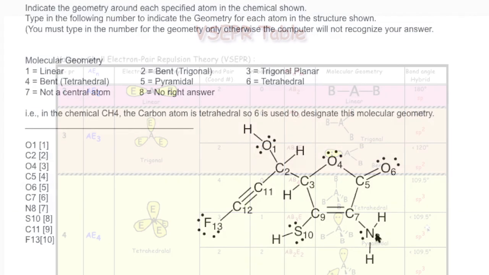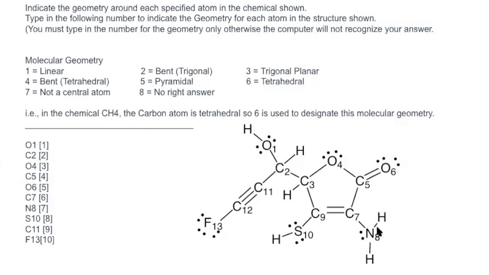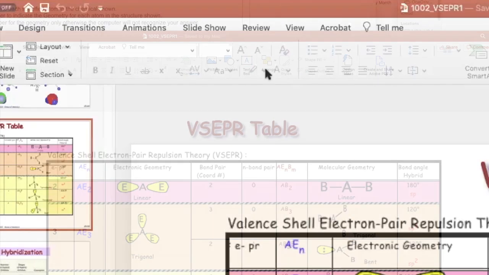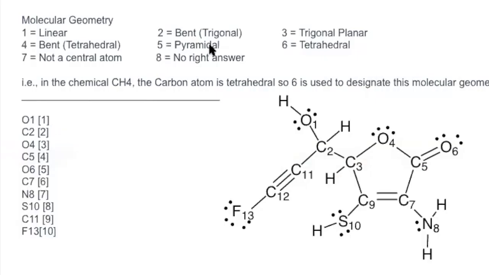Okay, right? You can see that this nitrogen has 1 region, 2 regions, 3 regions, 4 regions. 4 regions, 3 bonded atoms, 1 lone pair. That's a pyramid. That's the geometry around that, and that's what you would have selected over here. You would have said that it's pyramidal.